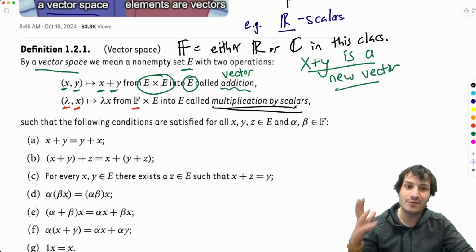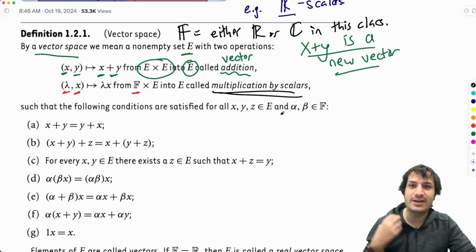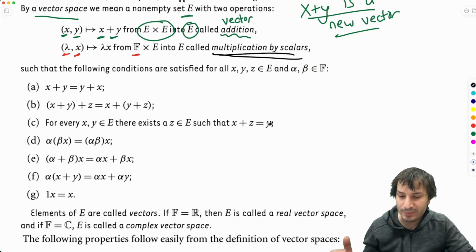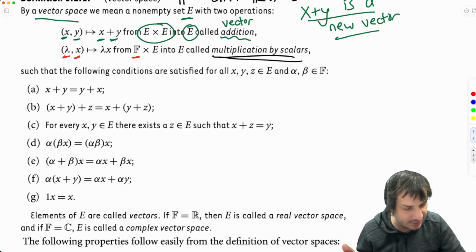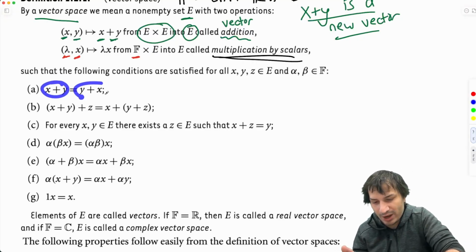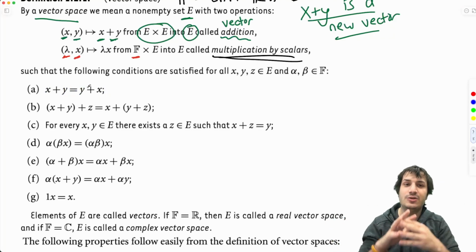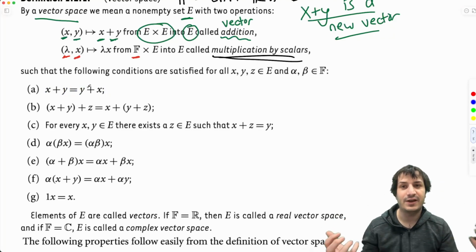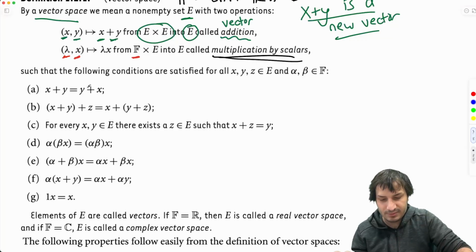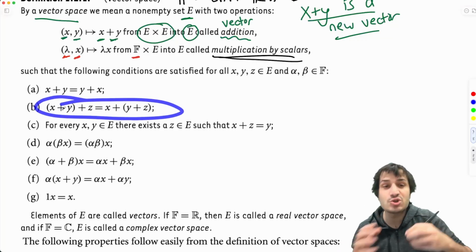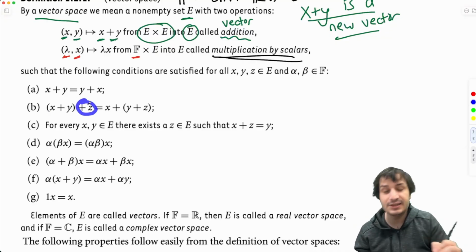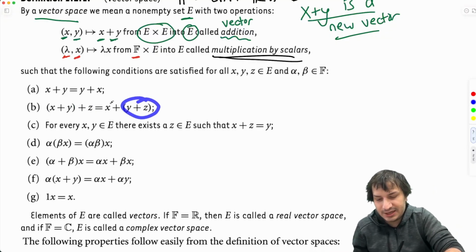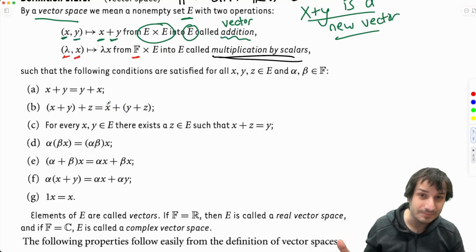They have to obey the following sort of sanity rules. You have these two operations, and they must obey these very basic properties. For example, you would want x plus y to equal y plus x. The order doesn't matter. You can add things up in any order, and you get the same final answer. The other thing you can do is regroup in any order. You can add up x plus y first, and then add z, or you can add y plus z first, and then add x. You should get the same final answer.